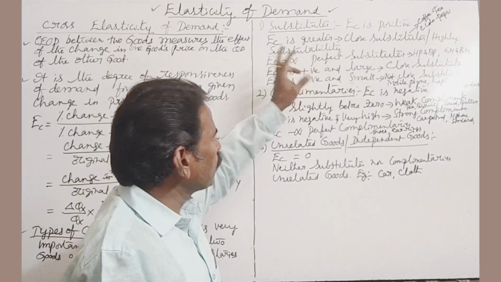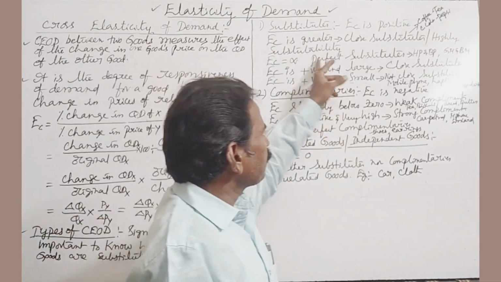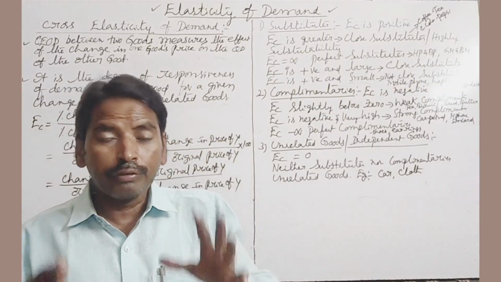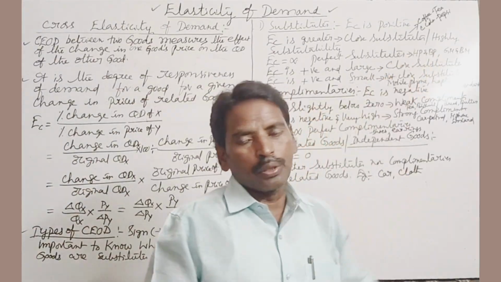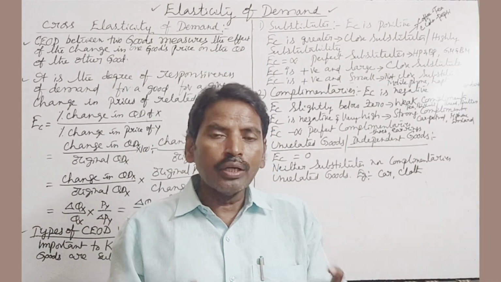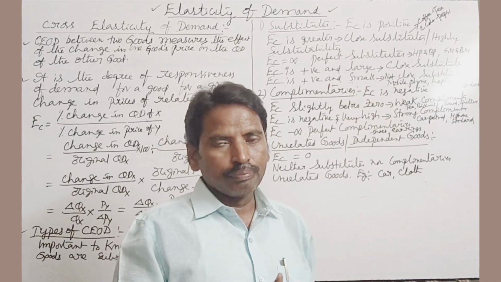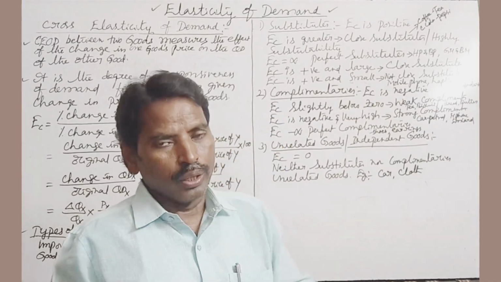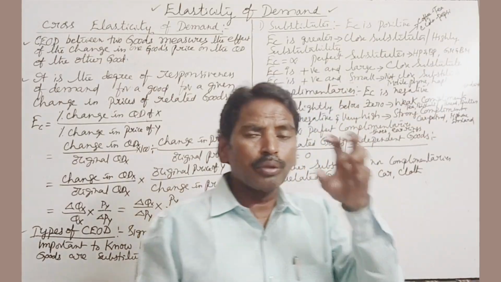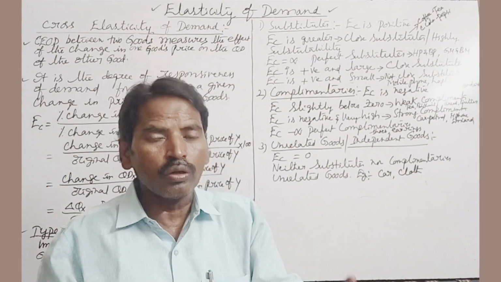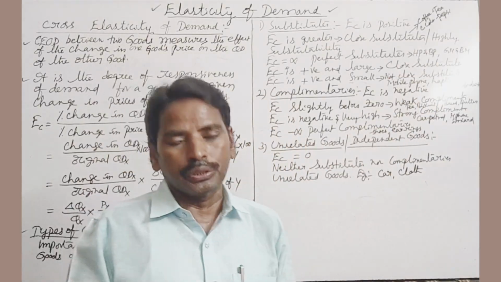Suppose EC is equal to infinity. Goods are perfect substitutes. For example, Hindustan Petrol, Bharat Petrol, Indian Oil, Reliance Petrol, or generic medicine and branded medicine with the same composition, same quality, same quantity. Generic medicine and branded medicine are perfect substitutes.